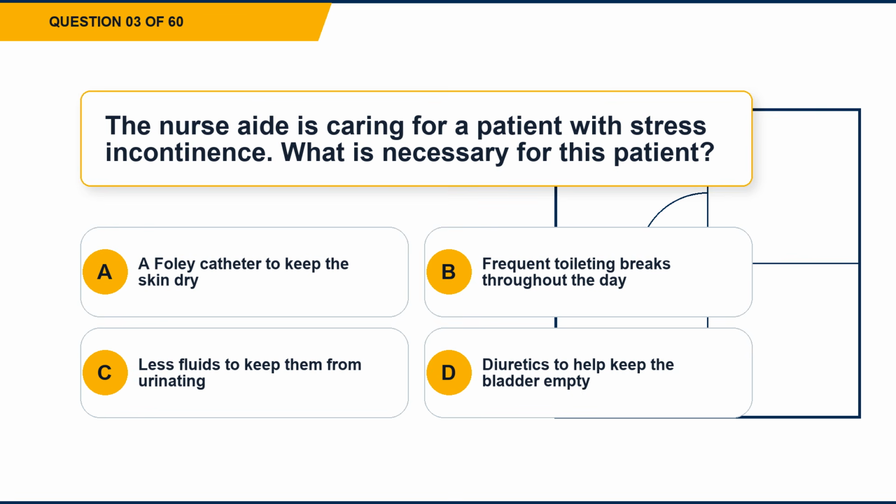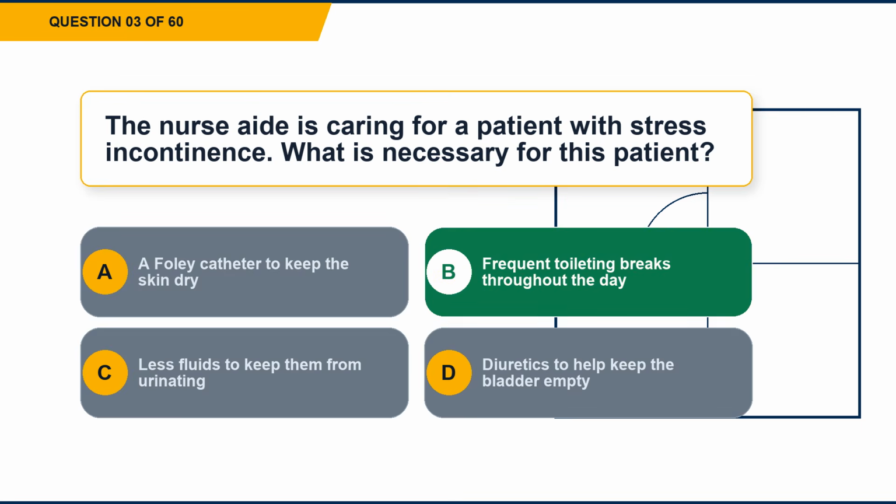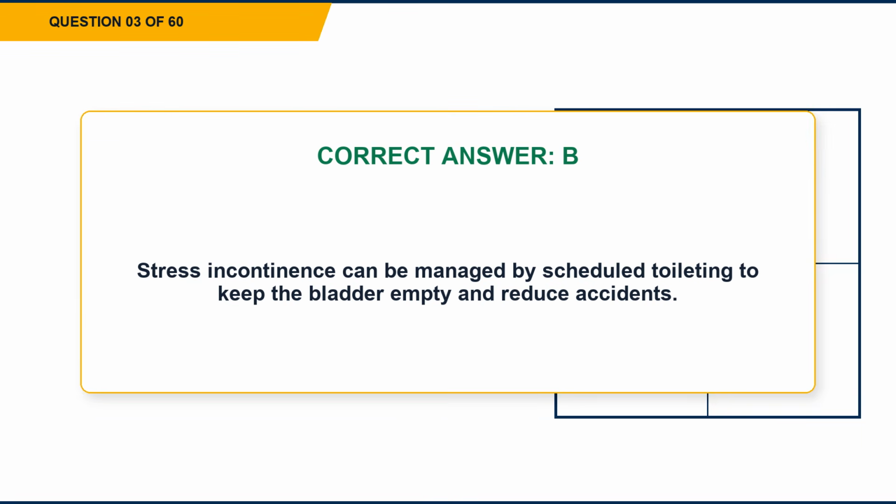Option A. A Foley catheter to keep the skin dry. Option B. Frequent toileting breaks throughout the day. Option C. Less fluids to keep them from urinating. Option D. Diuretics to help keep the bladder empty. The correct answer is option B. Frequent toileting breaks throughout the day. Explanation. Stress incontinence can be managed by scheduled toileting to keep the bladder empty and reduce accidents.